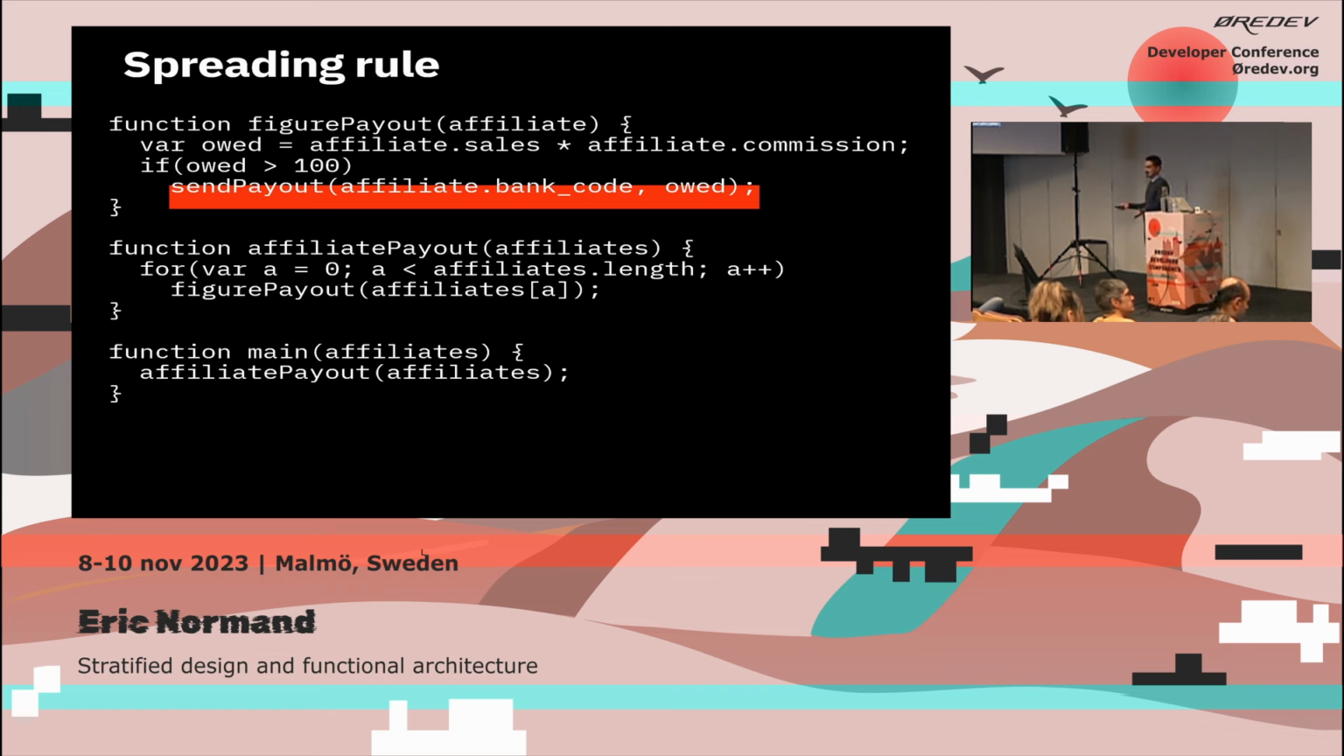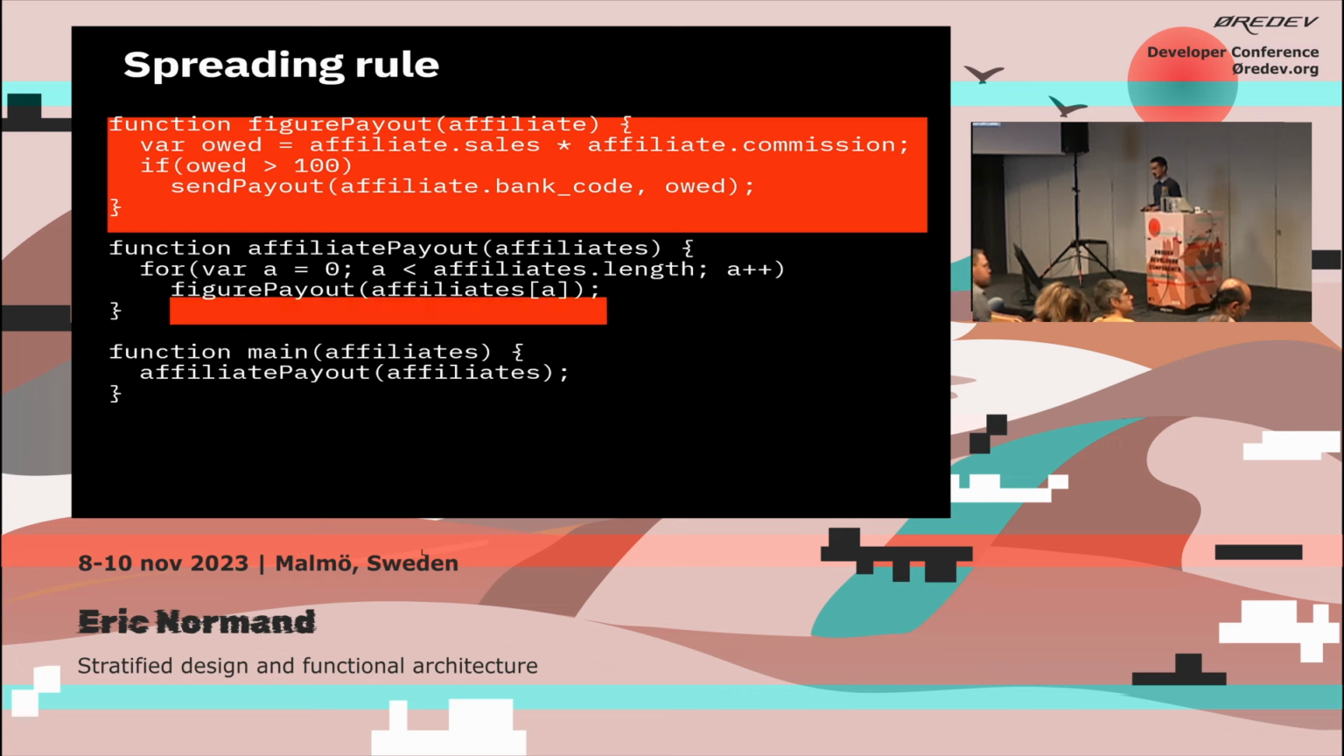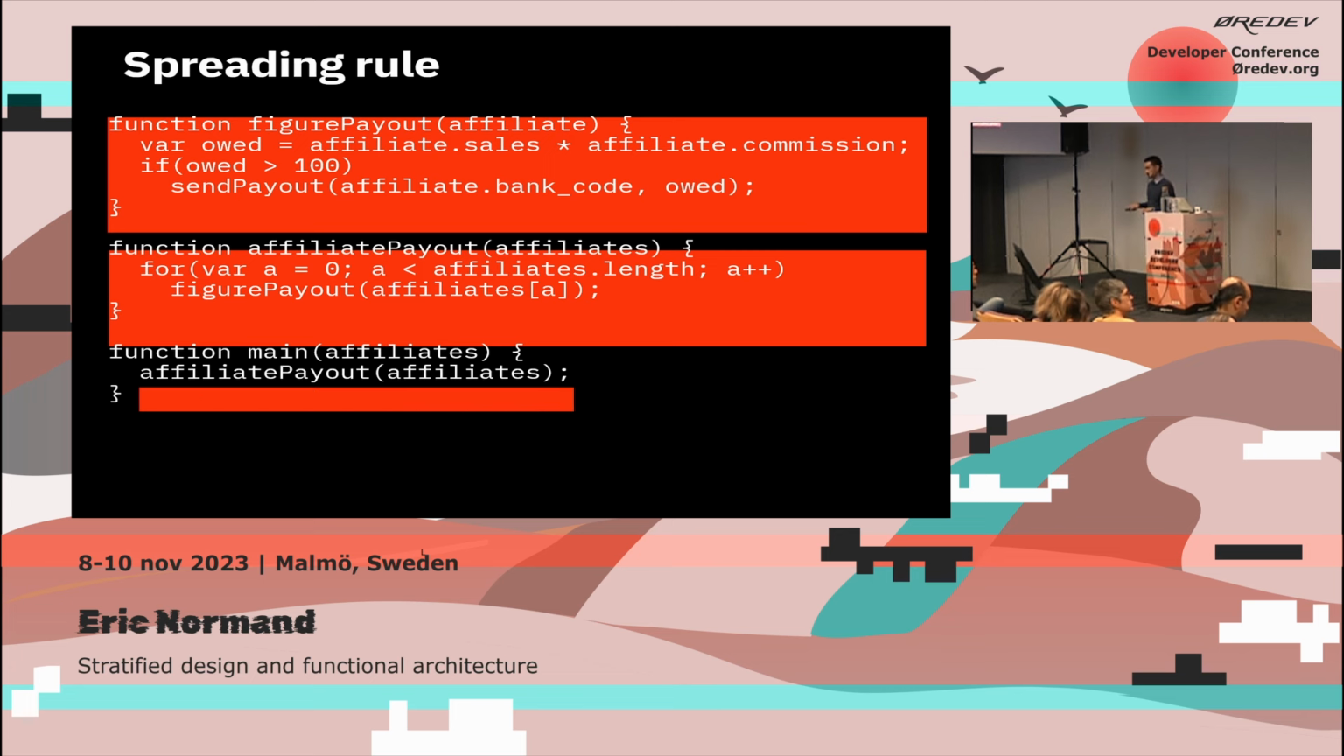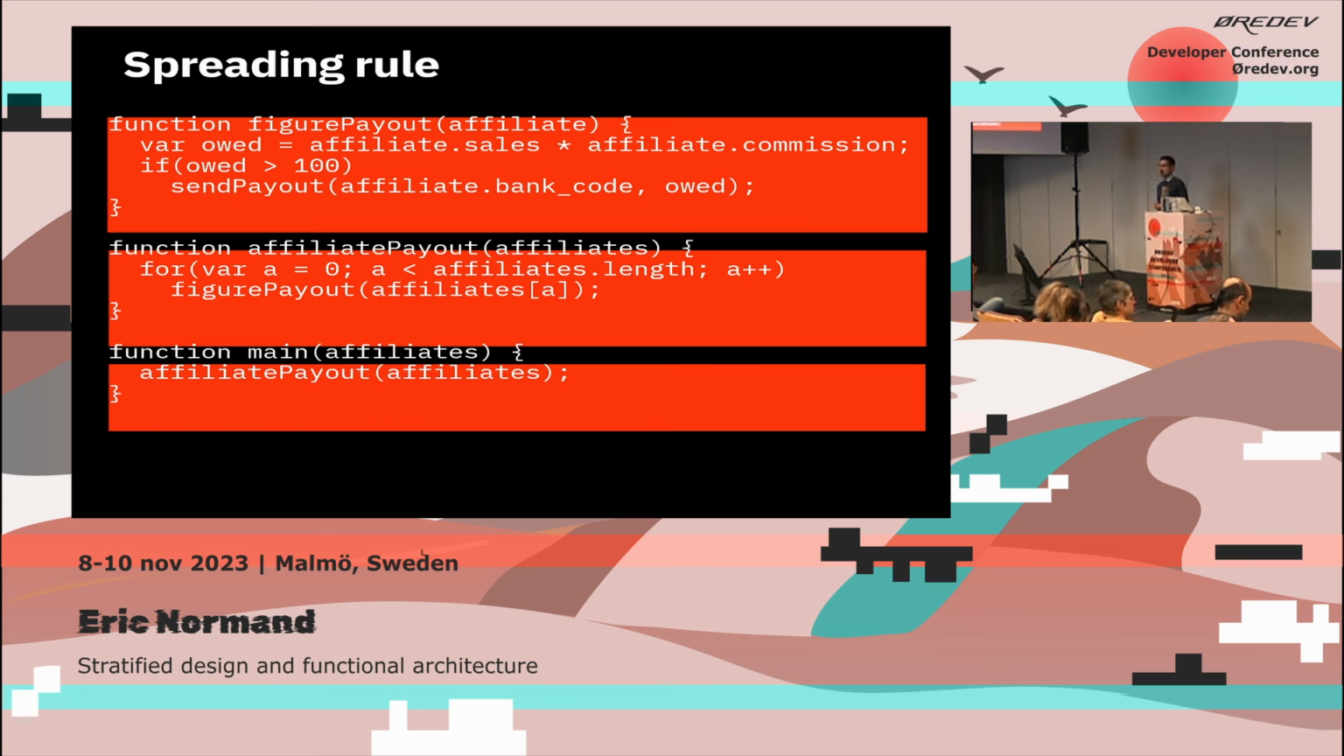So we might say, hey, this code is pretty functional. It only has one action in it. But you haven't applied the spreading rule yet. The spreading rule is very basic, easy to apply. If a function calls an action, then that function itself is an action. So send payout is an action, so figure payout is an action. But here it's called here, and so then affiliate payout is also an action, which means that main is an action. So this whole code is just all action. So once you use an action somewhere, it affects everything up the call tree.